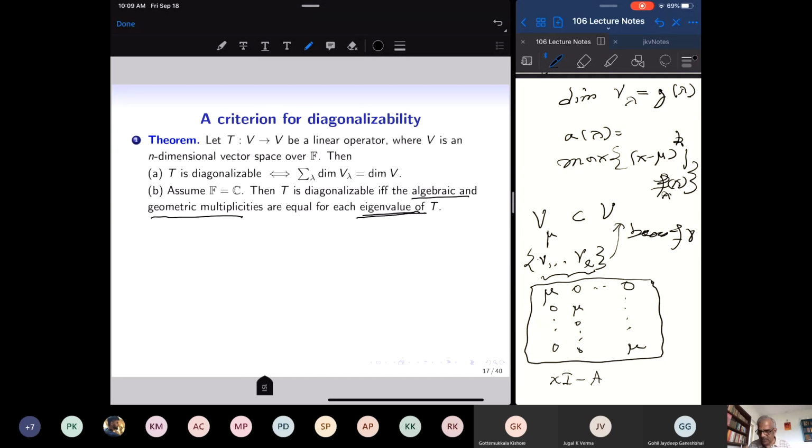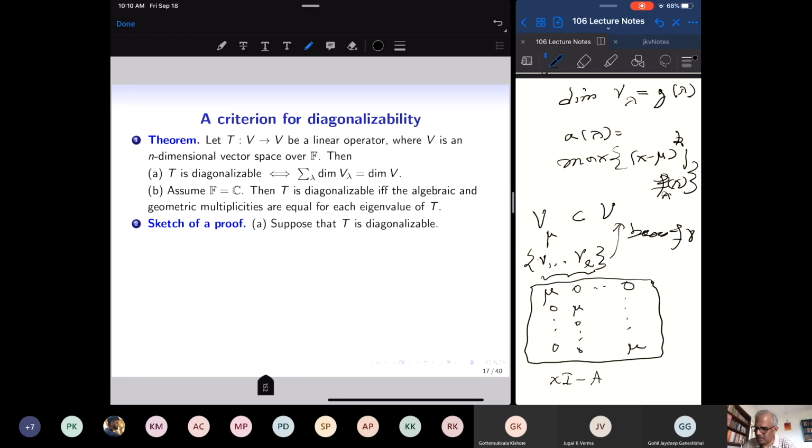So for every eigenvalue, I find the eigenspace, and the dimension of that eigenspace is the geometric multiplicity, and this criterion says that over the field of complex numbers, a matrix or a linear transformation is diagonalizable if and only if the algebraic multiplicity is exactly equal to the geometric multiplicity. There's no gap. The geometric multiplicity by the earlier result is less than or equal to the algebraic multiplicity, but diagonalizability is characterized by equality of algebraic and geometric multiplicities. Yeah, so let us prove that.